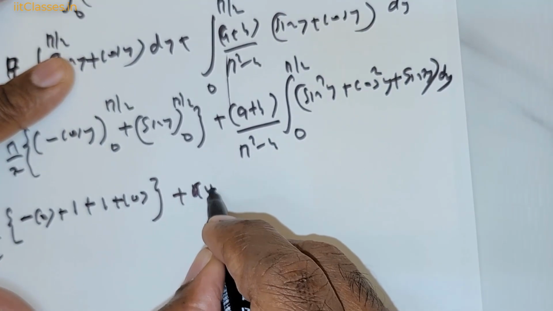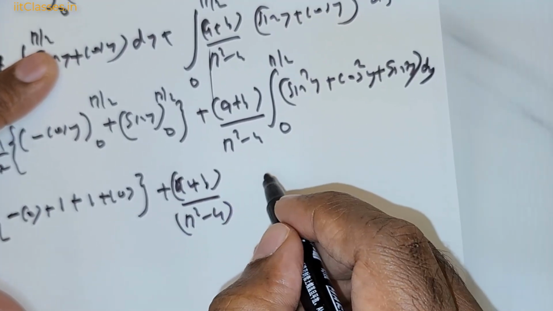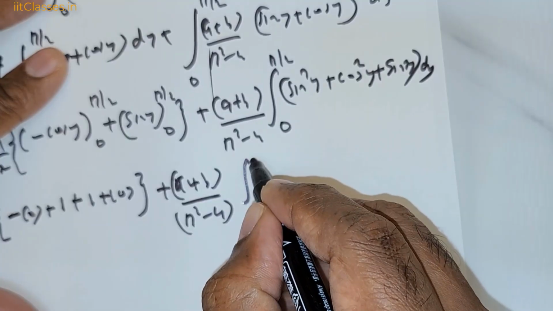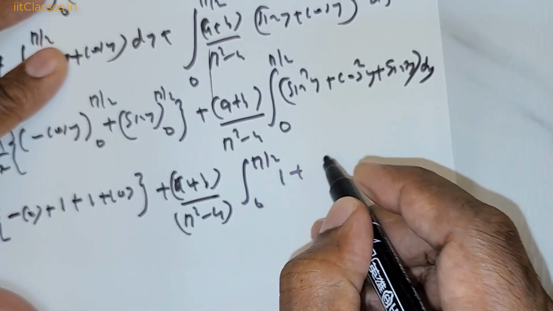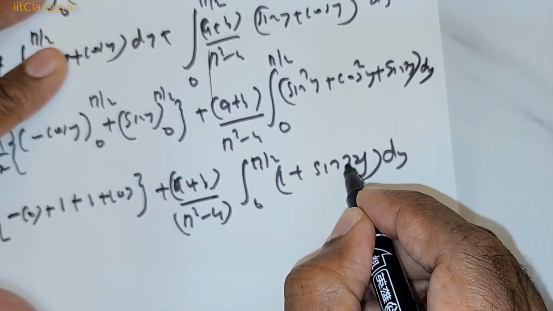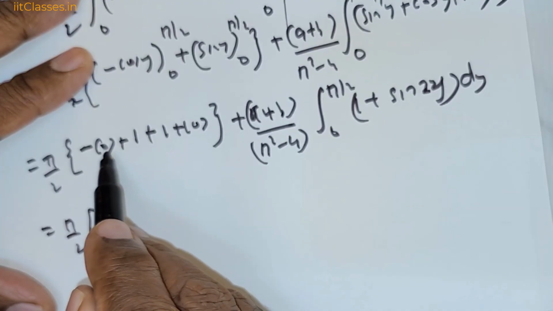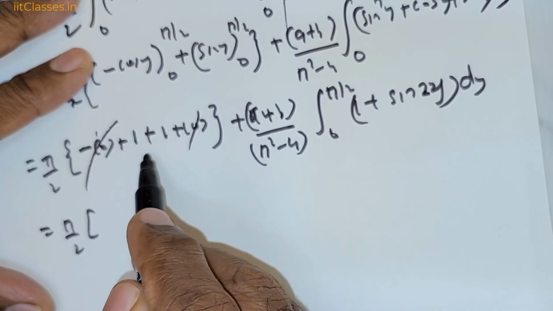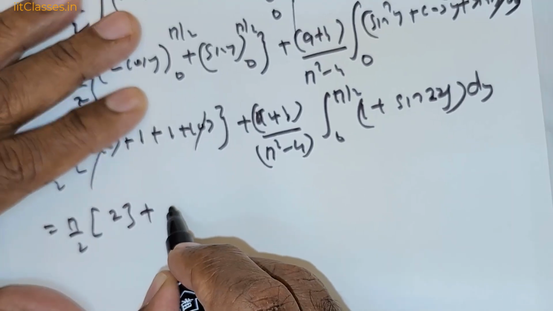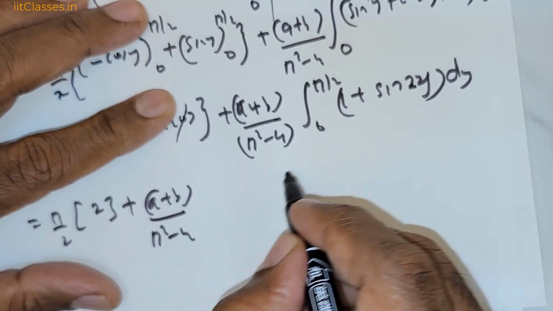Followed by a positive b divided by pi squared negative 4. This is 1, right? I have to integrate 0 to pi over 2, 1 positive sine 2y times dy. This is sine 2y. Now this is pi over 2. 0 goes up, 0 goes up. 1 plus 1 is 2. Positive a, positive b of pi squared negative 4.